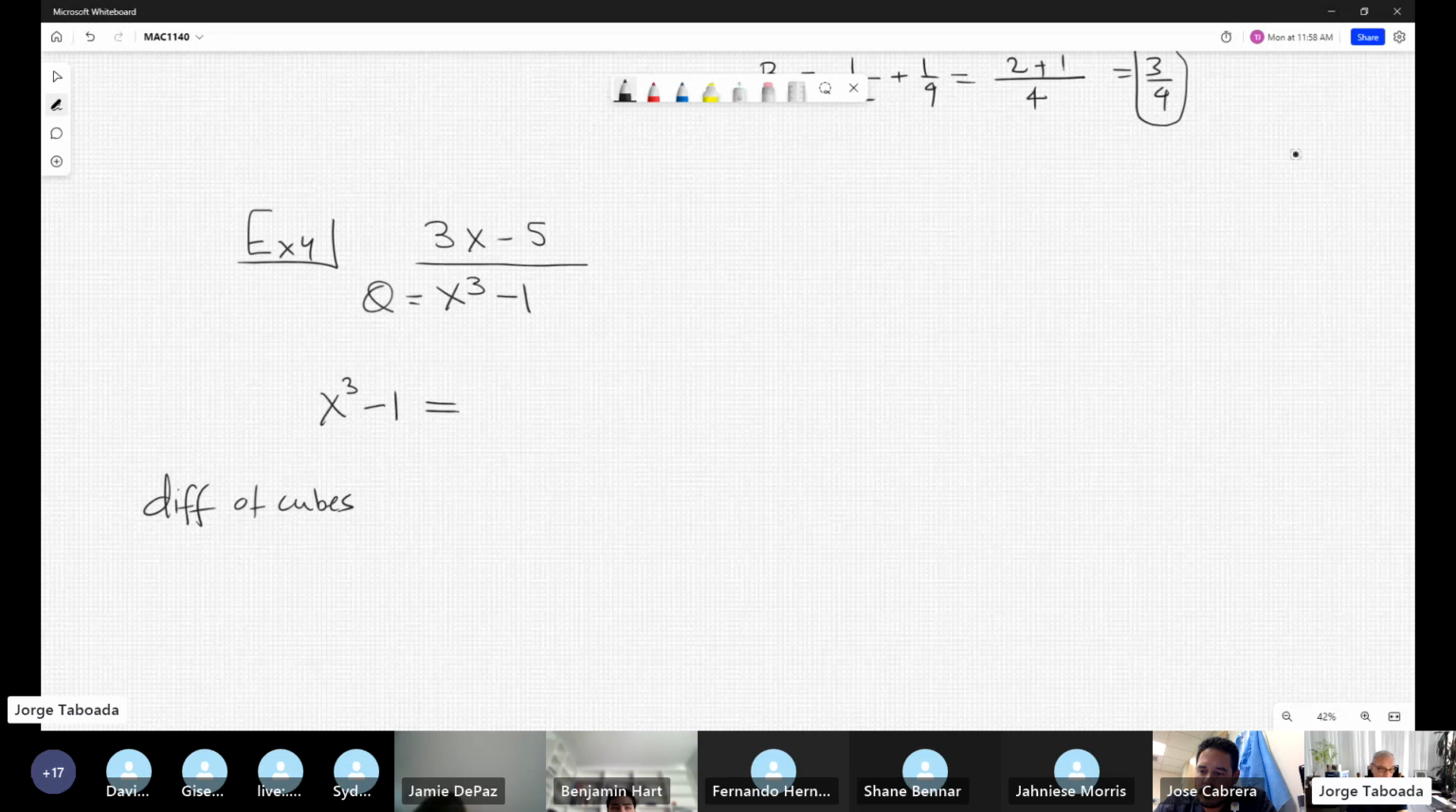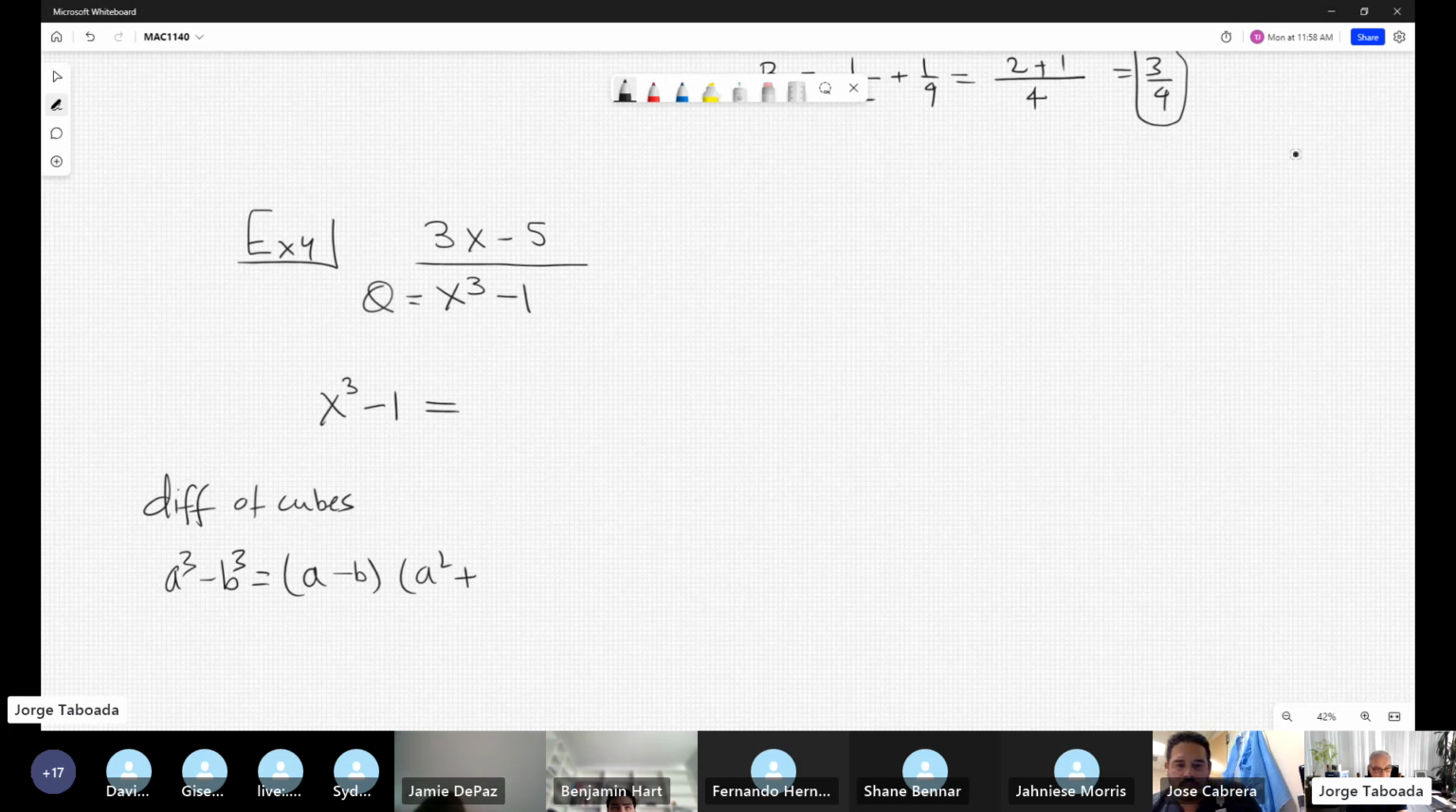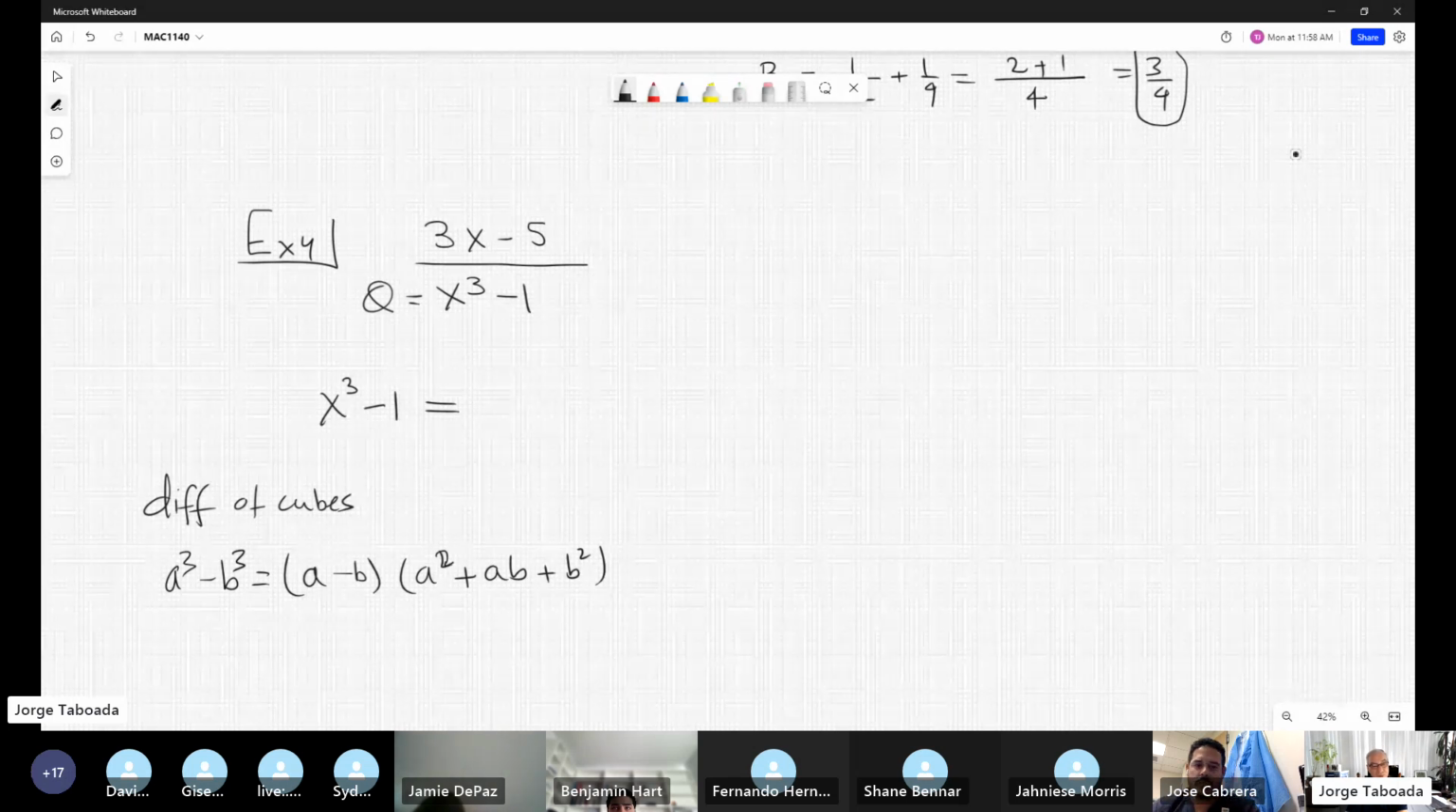I suppose you remember the formula. If you don't remember, no problem, I refresh your memory now. A cubed minus B cubed. The factorization is A minus B times A squared plus A B plus B squared. This is the formula to factor the difference of cubes.